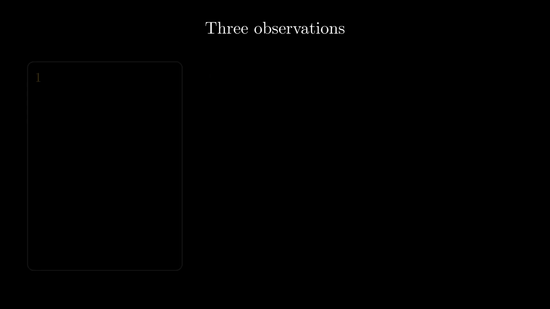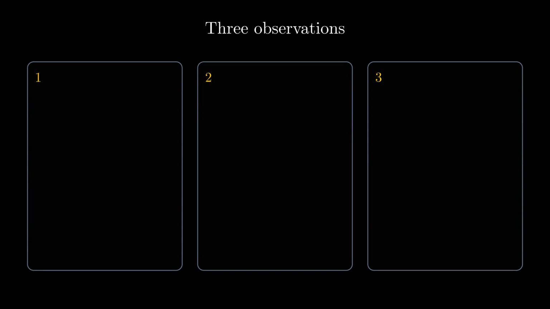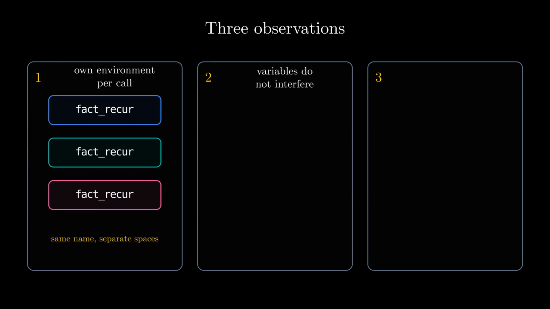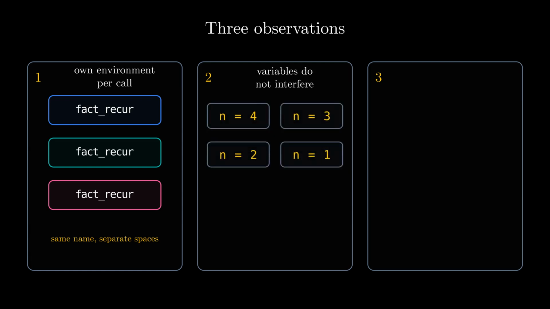3 observations summarize what the trace showed. First, every function call gets its own environment. Even when many calls share the same function name, each one runs in its own separate space. Second, variables are specific to their environment. The 4 values of n never interfered with one another, and each could change only inside its own environment.